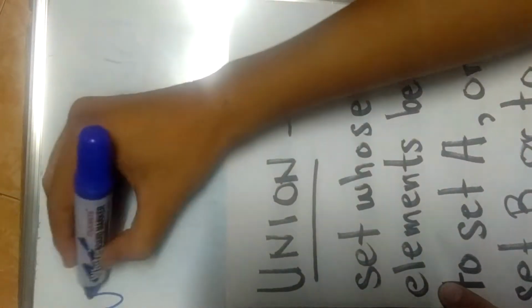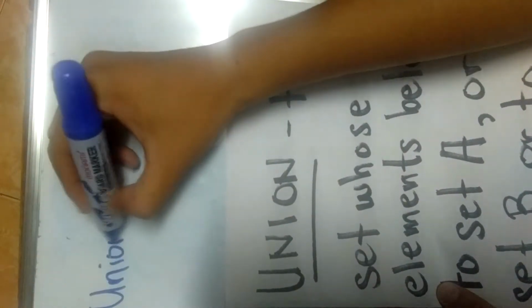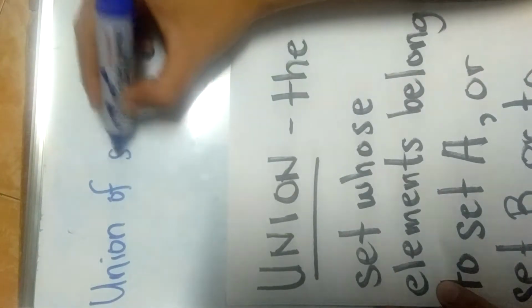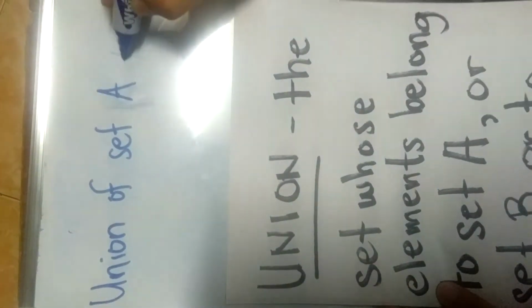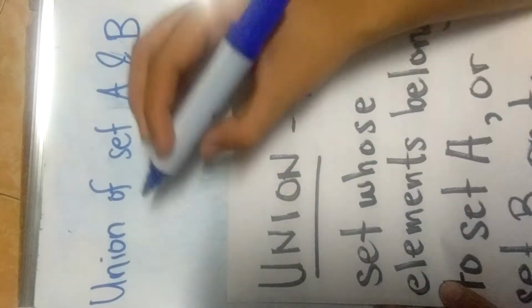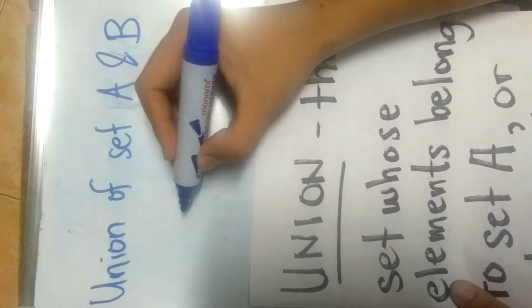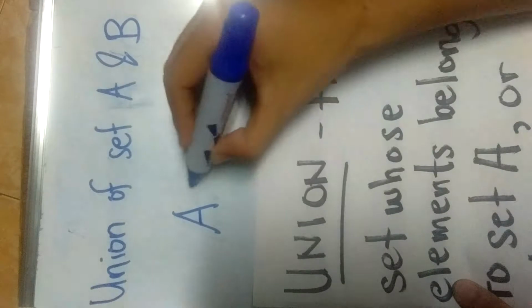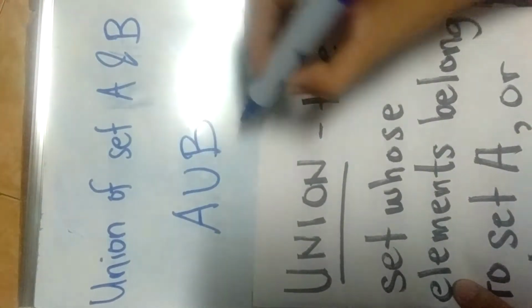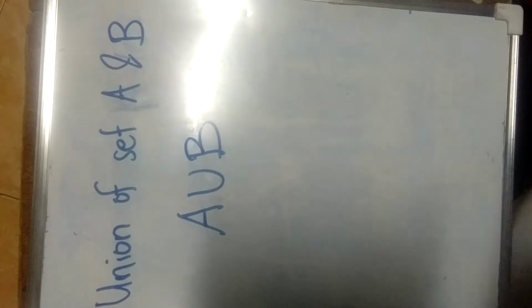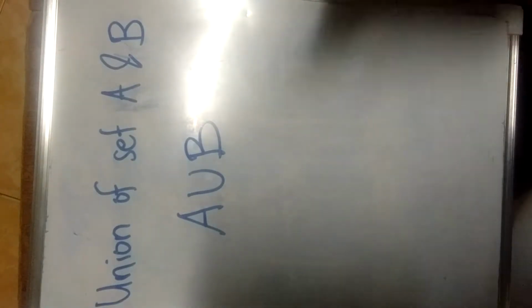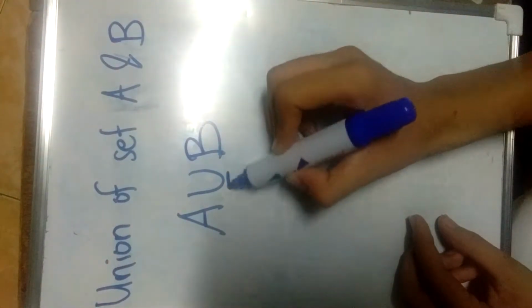Okay, so in symbols, the union of sets A and B is denoted by A union B. So this is the symbol for the union.